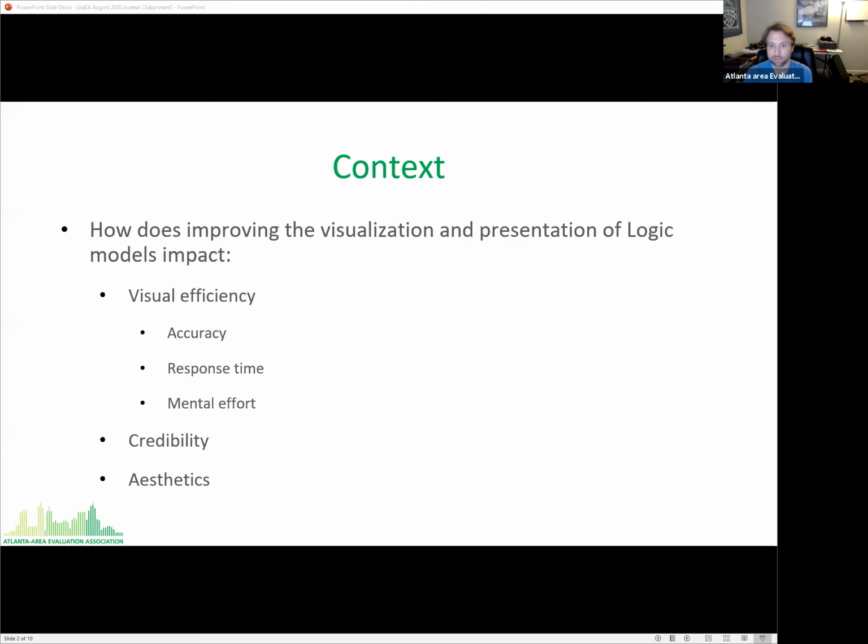We'll see pictures of this, but I just wanted to show the 3 main dimensions that they're testing on here. Visual efficiency, which requires some discussion in and of itself, is really a culmination of these 3 facets. How accurately can they describe the logic model and the components involved? The amount of time it takes for them to give this response, the level of mental effort, and then how credible they find it and how aesthetically pleasing.